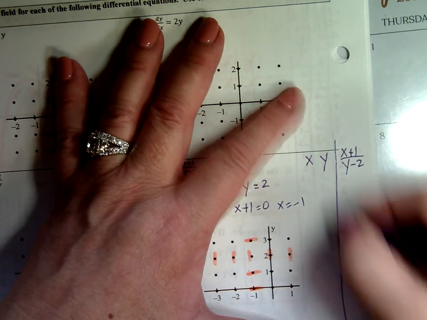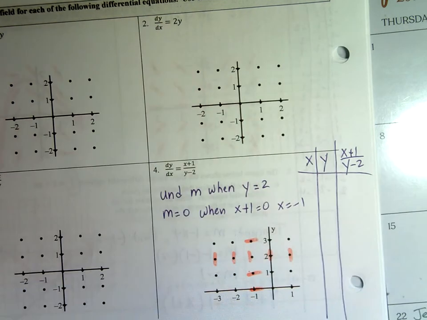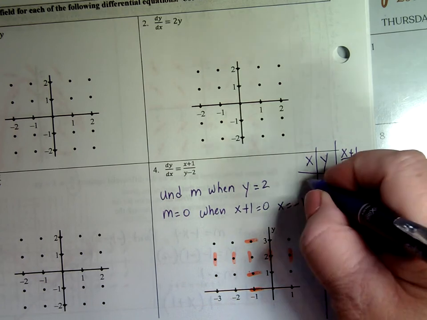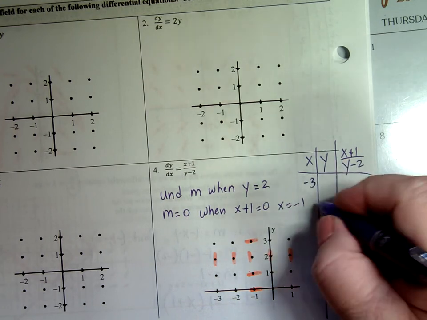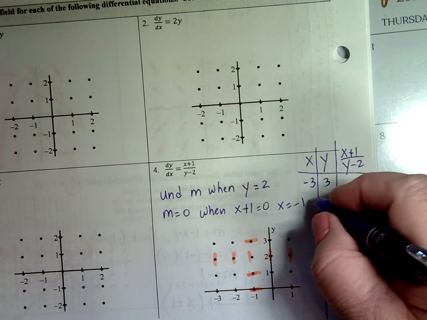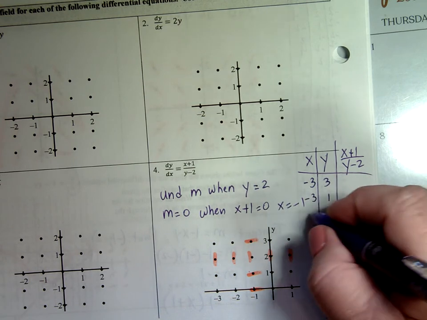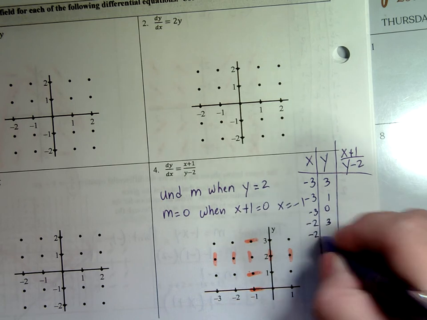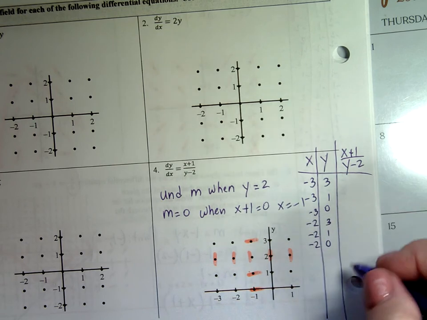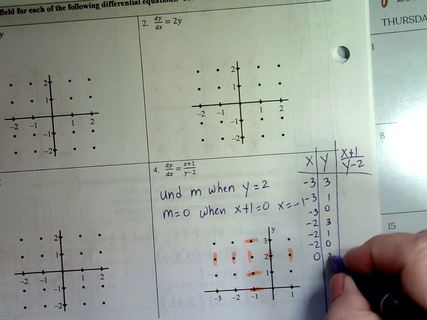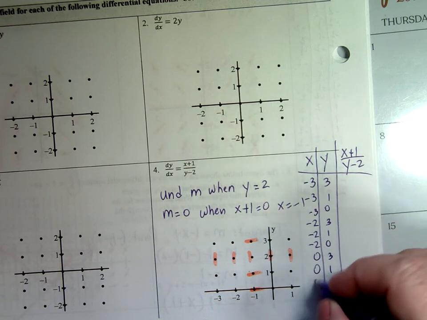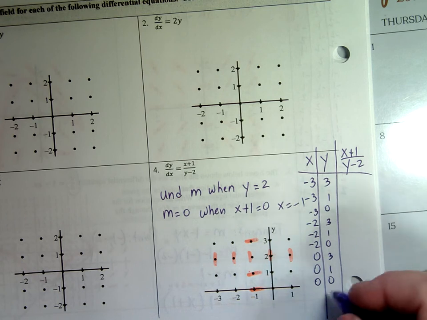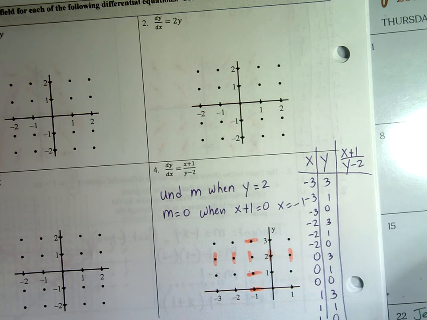I have -3, 3. I have -3, 1. I have -3, 0. And then I go to the 2's: -2, 3, -2, 1, -2, 0. Then I go to the 0's: 0, 3, 0, 1, 0, 0. And then I have 1, 3, 1, 1, and 1, 0. All right, let me tell you what they come out to be. You can calculate them. It's just a matter of plugging in the x and the y.